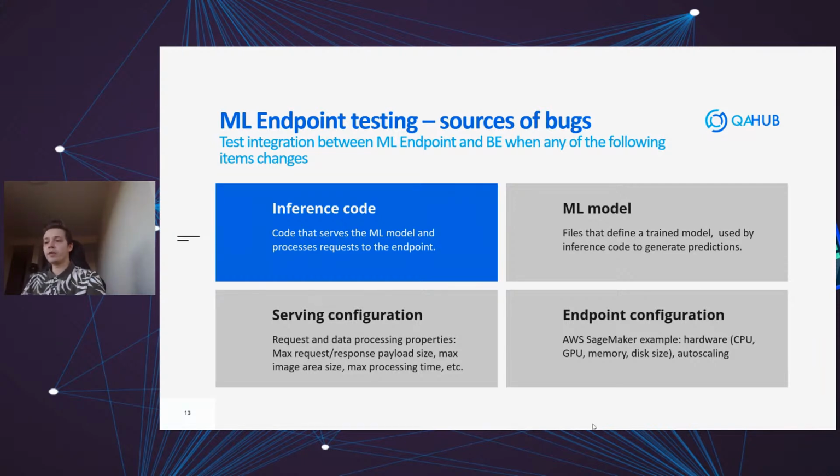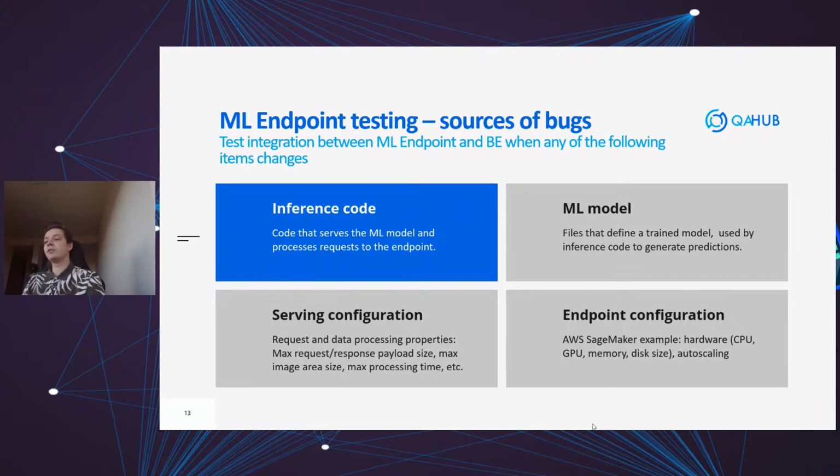Also, we have serving configuration. This configuration defines some request processing parameters, such as maximum allowed size of request and response payload, or maybe maximum processing time, as well as some data properties. For example, the maximum area of images that can be processed. So misconfiguration is another source of bugs, and I personally prevented some of them related to the max area of image in pixels and the max allowed size, because this configuration just didn't correspond to the real data. These parameters were lower than expected.